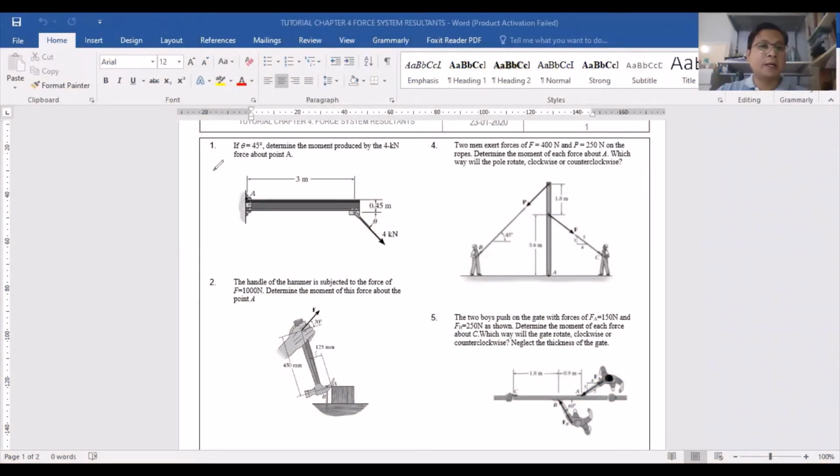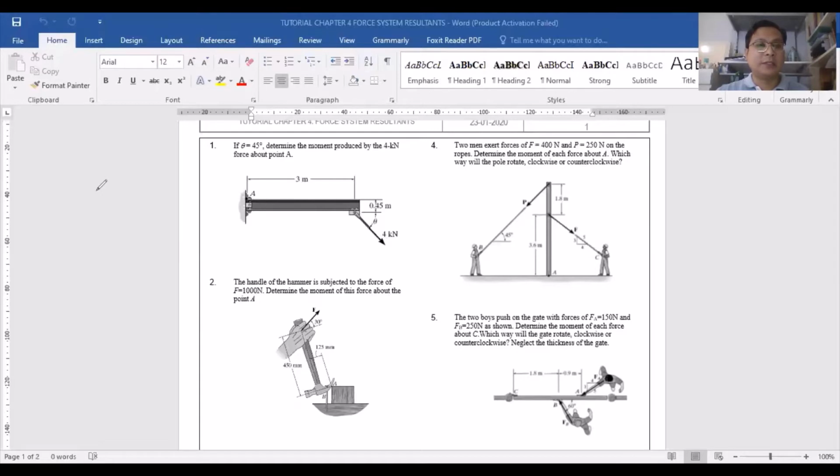Today we are trying to learn about tutorial 2, the second tutorial in our subject this semester. Today maybe we'll try to learn in depth about a moment. As we know, the moment formula is force times distance. So we first try to understand the question.